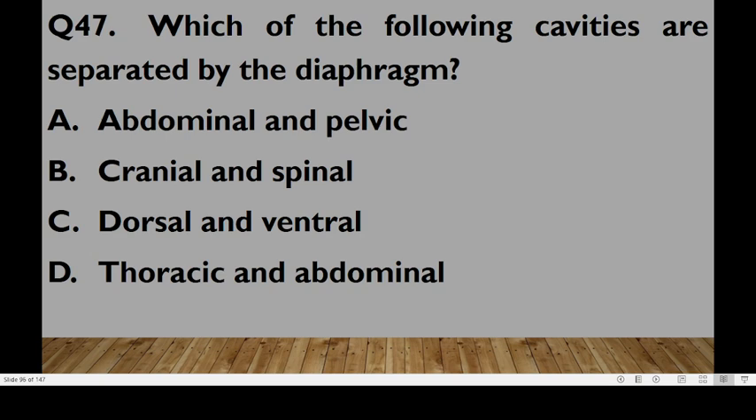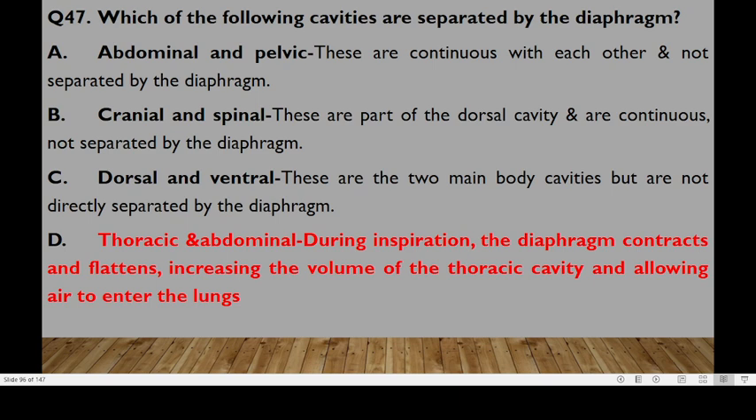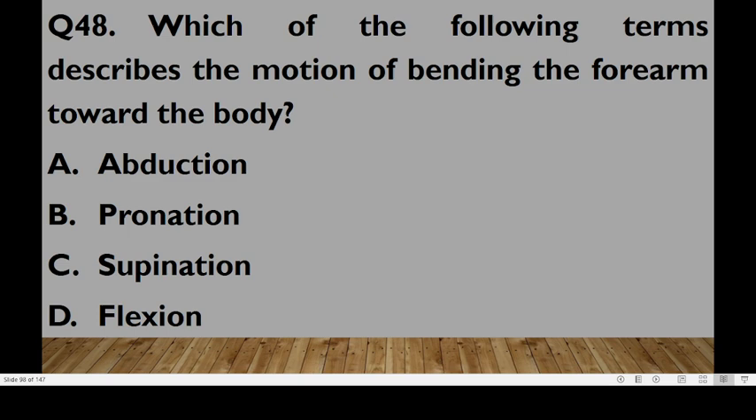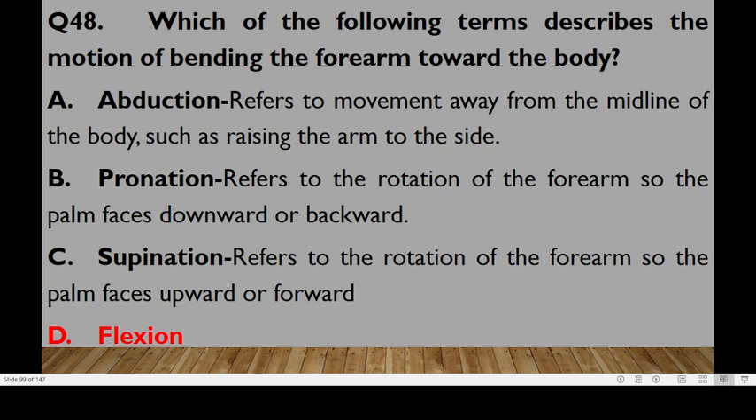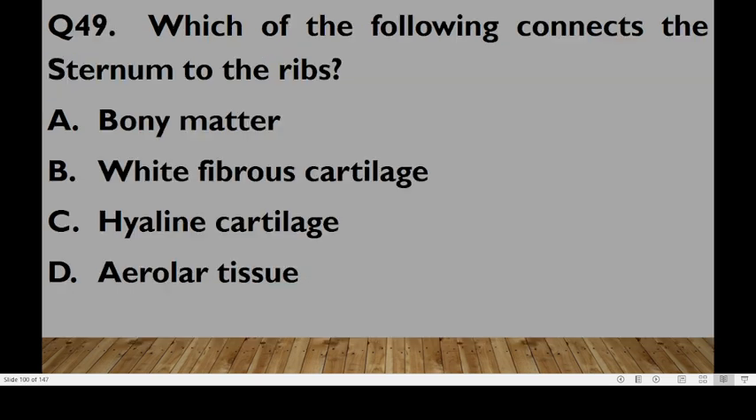Which of the following cavities are separated by the diaphragm? The diaphragm separates the thoracic and the abdominal cavities. During inspiration, the diaphragm will contract and flatten, increasing the volume of the thoracic cavity and allowing air to enter the lungs. Which of the following terms describes the motion of bending the forearm towards the body? That is flexion.